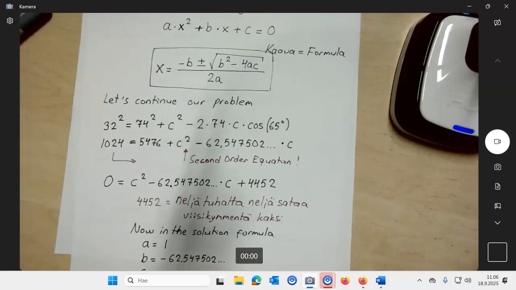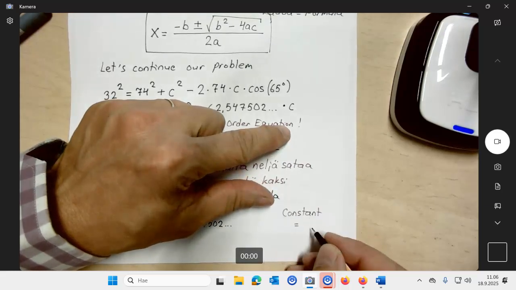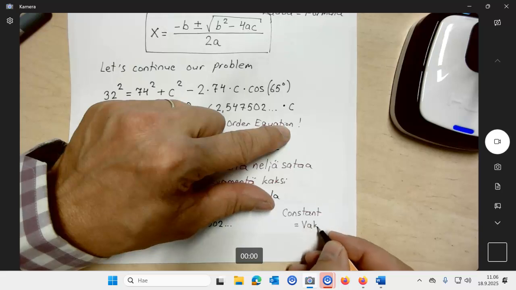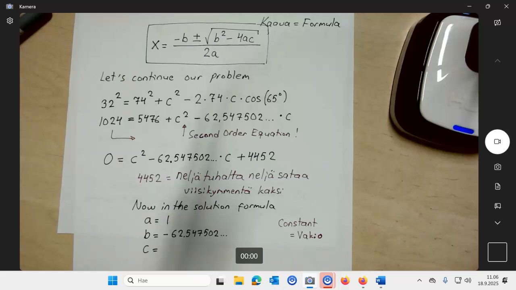By the way, constant is the same in Finnish as vakio. Vakio means in Finnish something that has the same value all the time. For example, in a laboratory, you keep the temperature at the same value. So it is the vakiolämpötila.